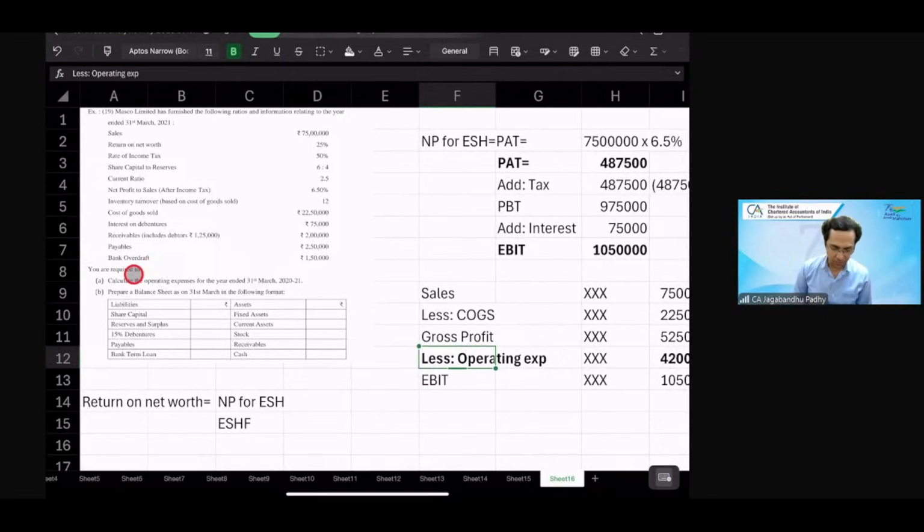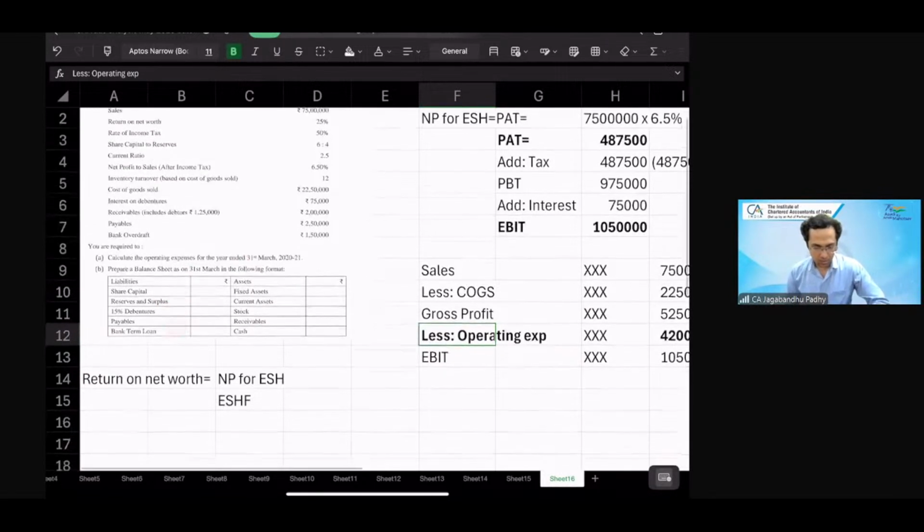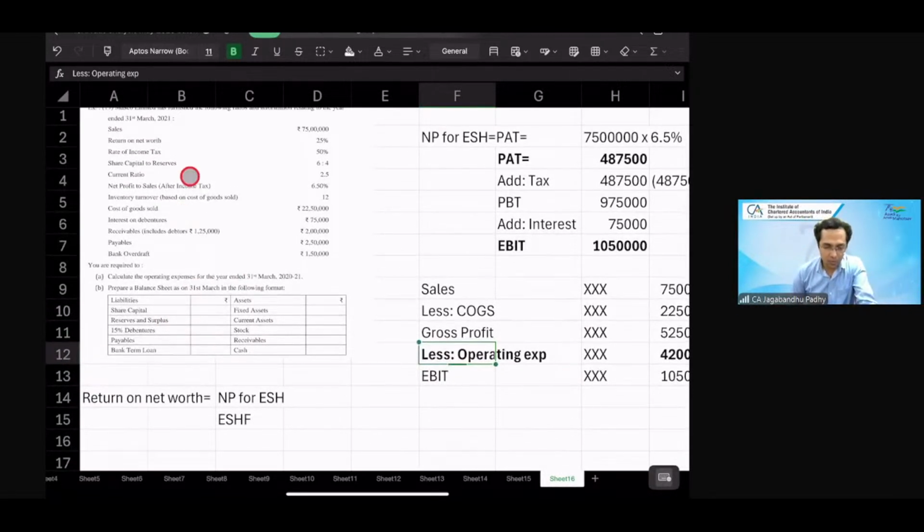Now we have the balance sheet to fill. So the first part is done. The operating expense is done. Now coming to the balance sheet. In this balance sheet, the first ratio that we'll use is return on net worth.